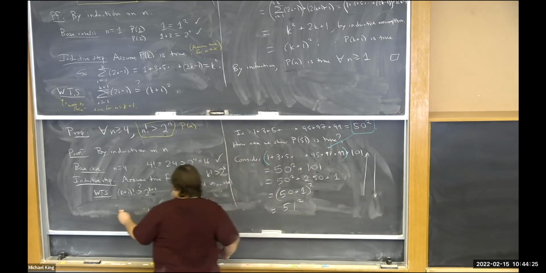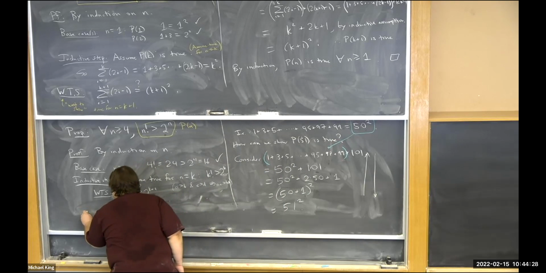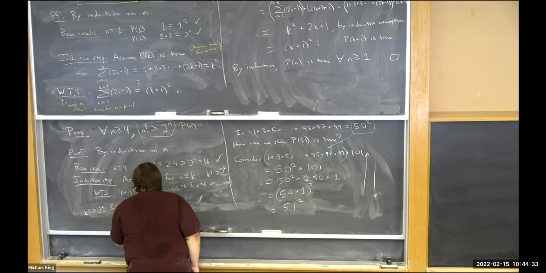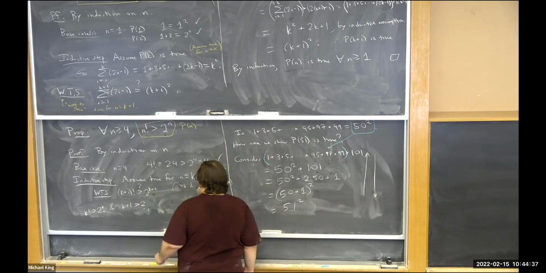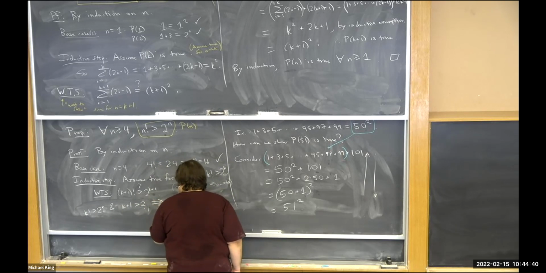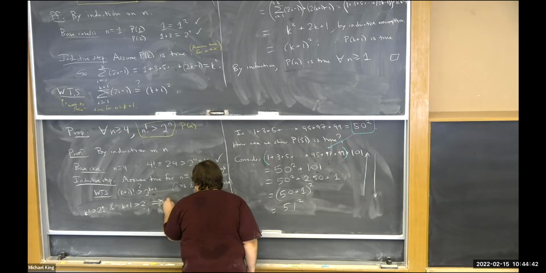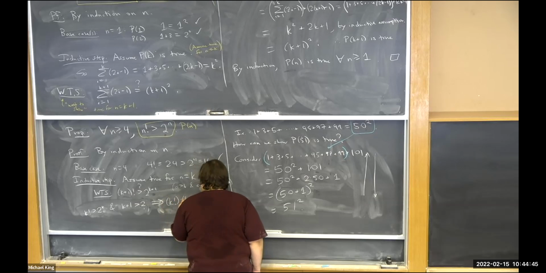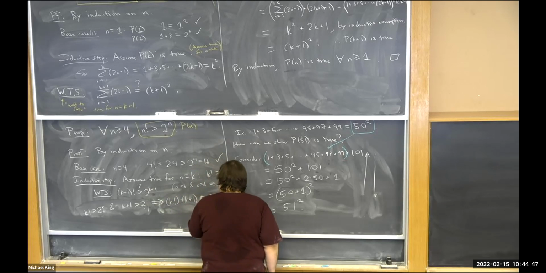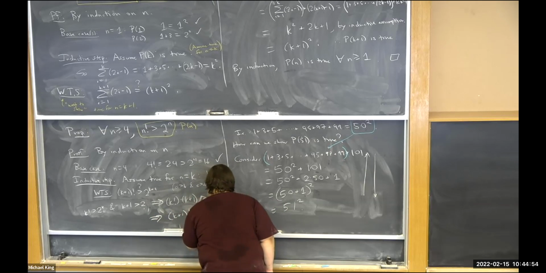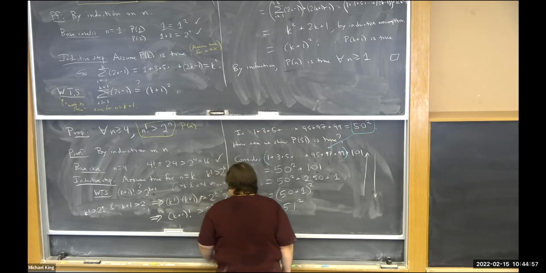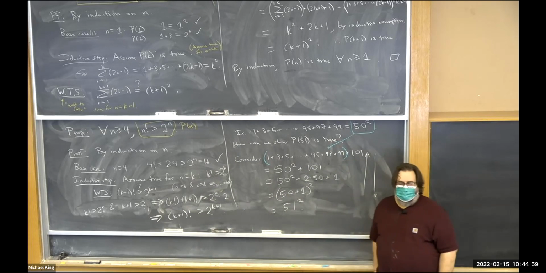Okay, so you're saying k factorial is greater than 2 to the k, and k plus 1 is greater than 2, since k is greater than or equal to 4. So these two together imply that k factorial times k plus 1 is greater than 2 to the k times 2. But the left-hand side is k plus 1 factorial, and the right-hand side is 2 to the k plus 1. Good, I like that.